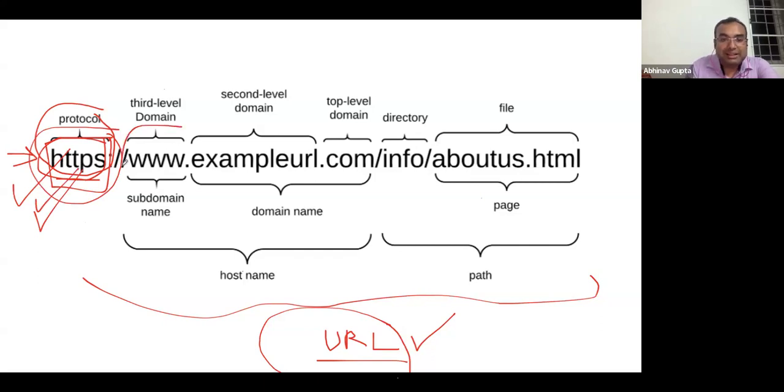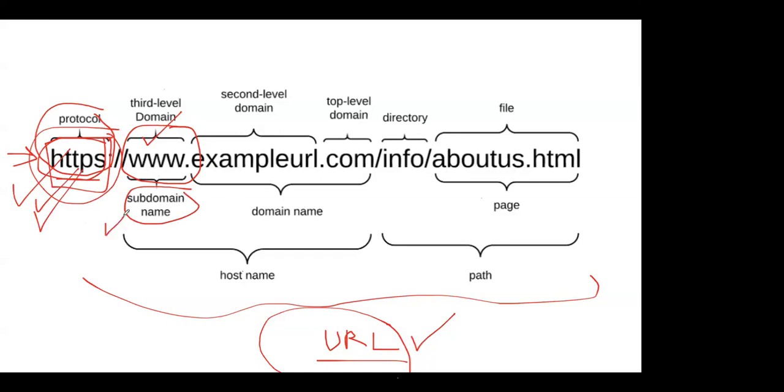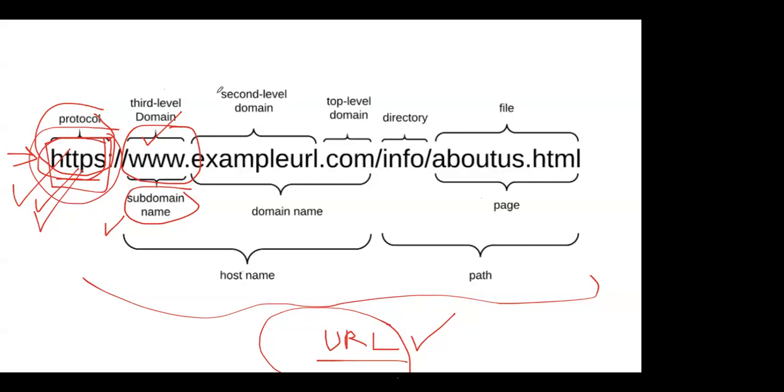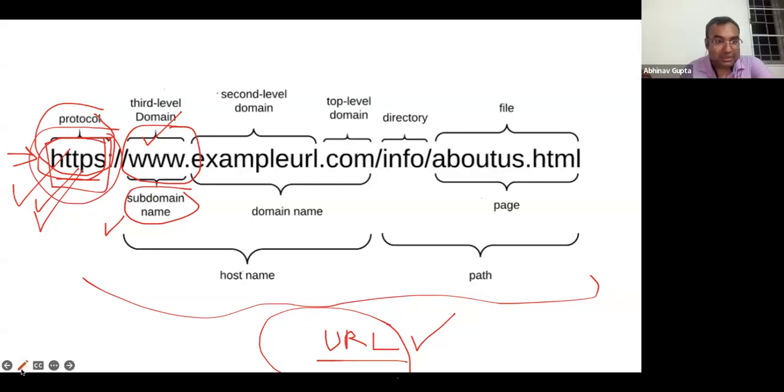Now, the next part is www, which is World Wide Web. This is also called a subdomain. So what does S represent in HTTPS? S represents secure. And what is the difference between HTTP and HTTPS? Yes, very good. HTTP is hypertext transfer protocol.